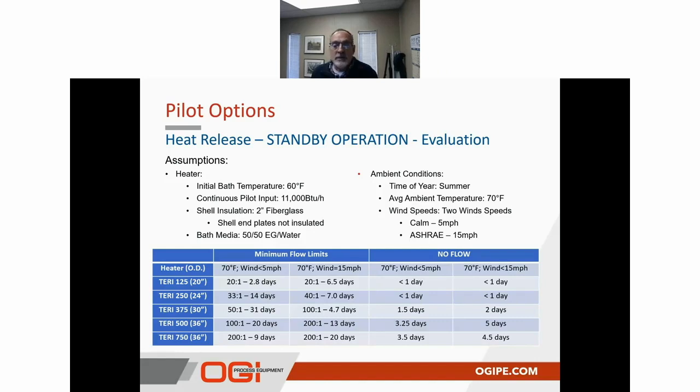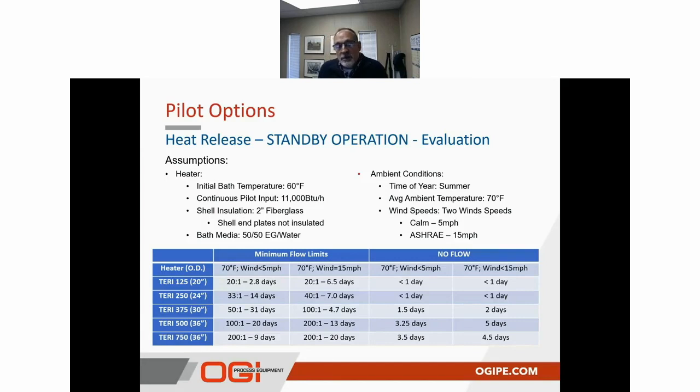In this case, you can see that the 125, the Terry 125, which is a 20-inch OD heater, can barely last a day, if even that long. Again, this is starting at 60 degrees Fahrenheit, and on a fairly warm day with either 15 or 5 mile per hour winds, while the Terry 750 can last up to 4.5 days in a 15 mile an hour wind.